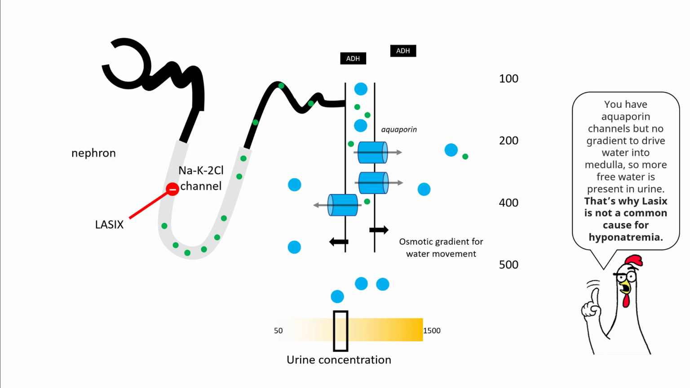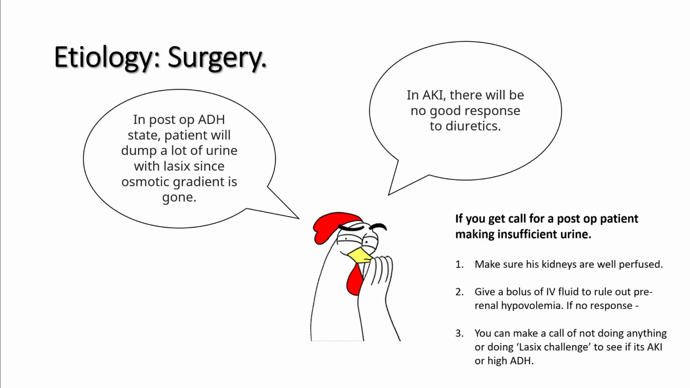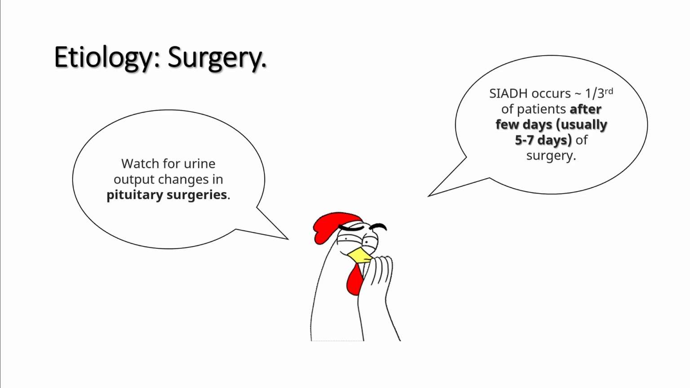This is one of the reasons why Lasix is not a cause for hyponatremia. We'll use this principle again when we are treating some patients with SIADH. So in a post-op surgical patient with high ADH state, these patients are very responsive to Lasix and they will dump a lot of urine if you give it to them. In AKI, there will be no response to the diuretics. Patients with pituitary surgeries usually develop SIADH after 5 to 7 days, so watch out for hyponatremia in these patients.